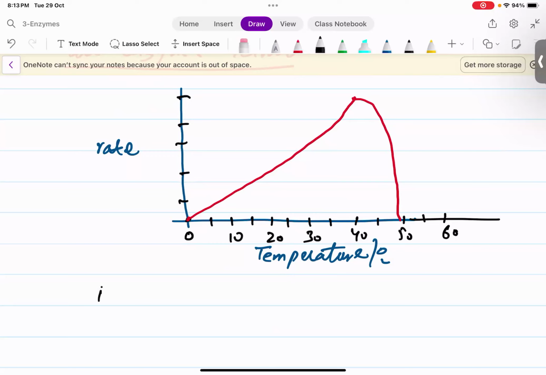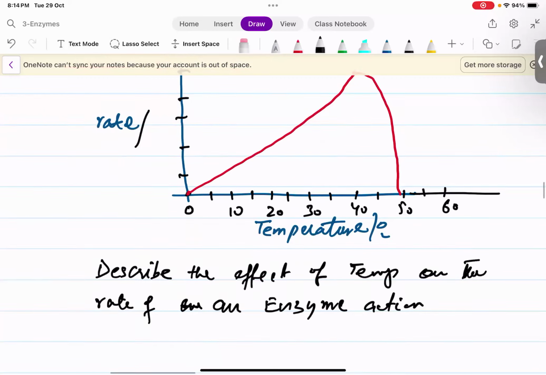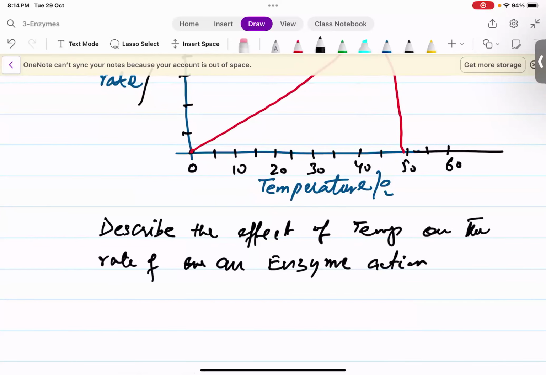Number one, maybe describe the effect of temperature on the rate of an enzyme action. And the other will be explain the effect of temperature on the rate of an enzyme action. So how do these two answers differ from each other? We will discuss. So this one begins with describe.